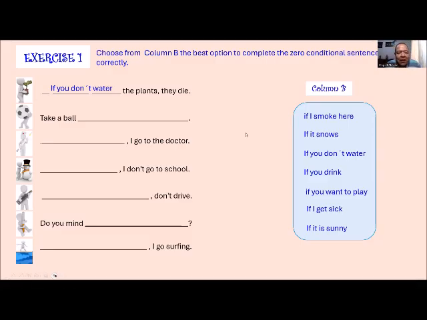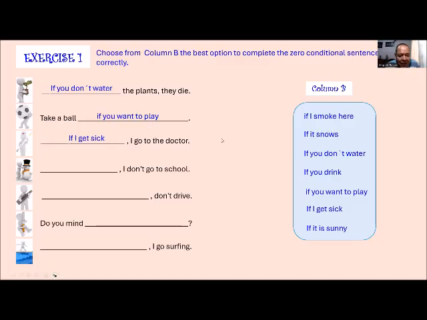Another volunteer for the second one, please. Daniela, please. Valeria, you are going to do the number 3. The second sentence is: take a ball if you want to play. Exactly. Okay. Take a ball if you want to play. Thank you so much. Next, please. The third one is: if I get sick, I go to the doctor. Thank you so much, Valeria. If I get sick, I go to the doctor.